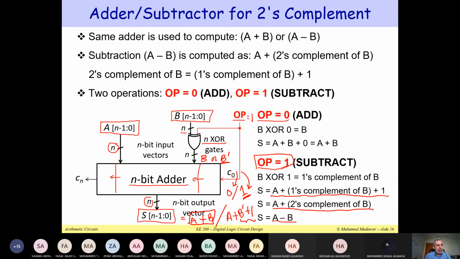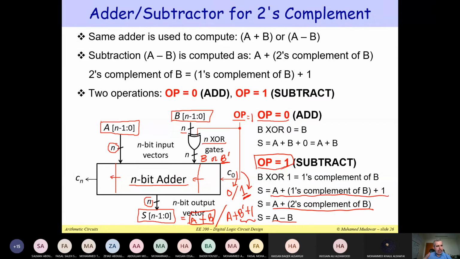The same adder is doing addition and subtraction. Is this clear? Do you have any question about this? So I use the same adder for doing addition and subtraction. The trick was in the input B.